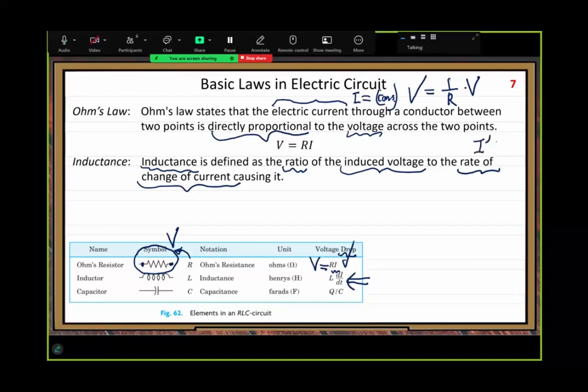The current I is a function of time t. At different times, the current is different, the amount of current is different. So there is a rate of change, capital I prime. That's the rate of change of the current. All right, so here we use di over dt, the rate of change.